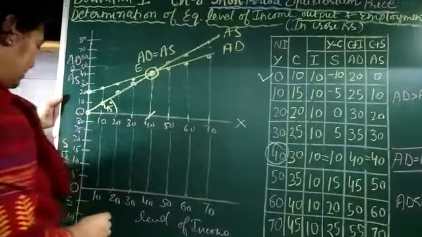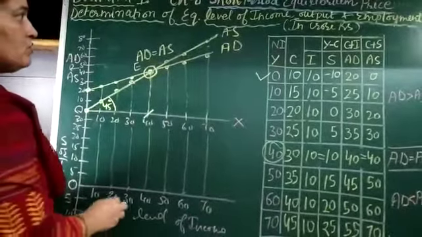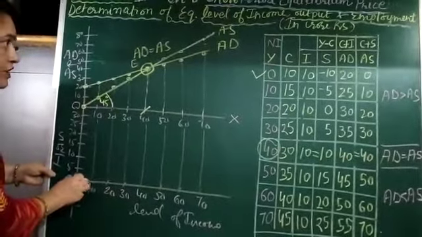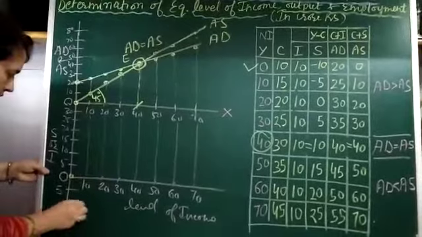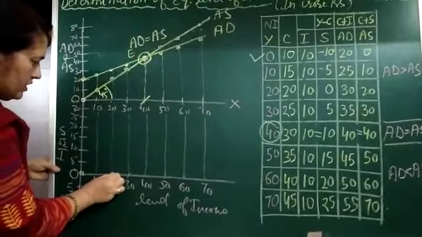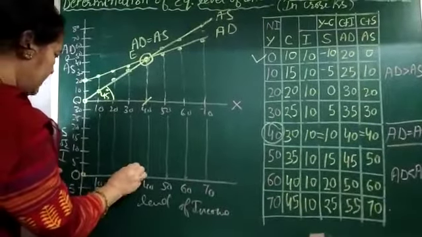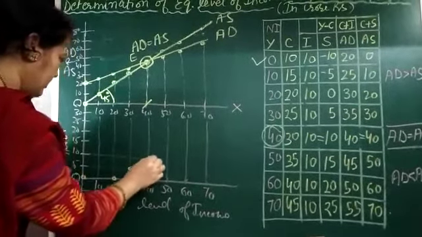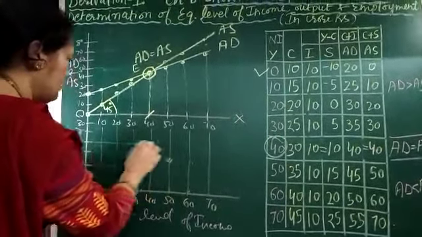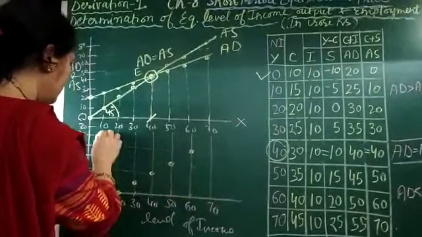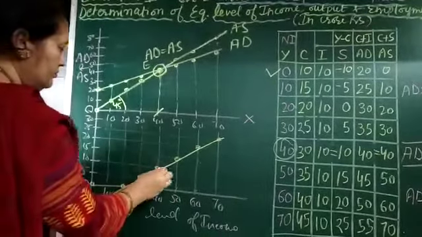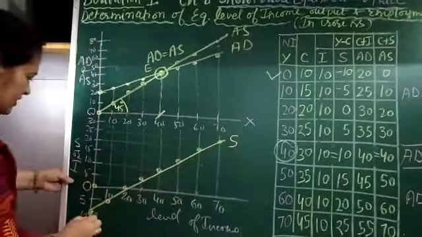the 40 crore income level. Now in the lower panel of the diagram, first of all let us draw the saving curve. At 0 level of income, savings are minus 10. At 10 crore income level, savings are minus 5. At 20 crore income level, savings are 0. At 30, it is 5. At 40 crore income level, savings are 10. At 50 crore income level, savings are 15. At 60 crore, savings are 20, and at 70 crore income level, savings are 25. So this is the SS saving curve.